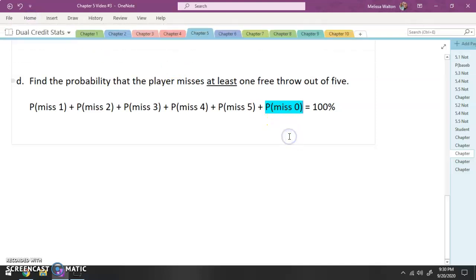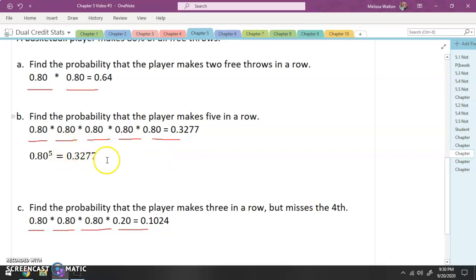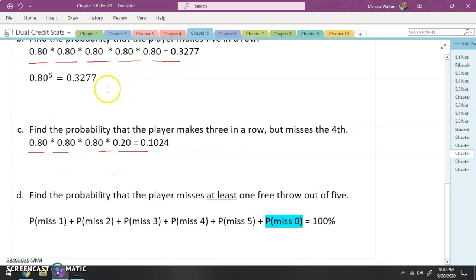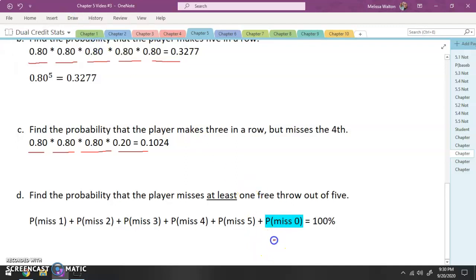The probability of missing 0 out of 5, we calculated right here. That's about 32%. I'm going to go ahead and round it to 33% if that's okay with you guys, just for simplicity of the problem. I know that this is going to be 33%. That was an easy calculation 2 problems ago.